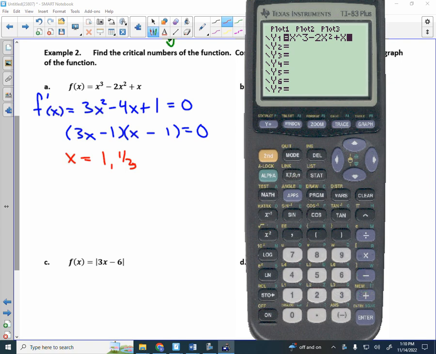Now, just to be clear, I'm glad Ella raised this question because it comes up for students a lot. People look at this and wonder, which one do I graph? Do I graph the derivative or the original function? The derivative is telling us something about the original function. So I'm going to graph the original function so I can see, does it have a local max or local min at 1 and 1/3?